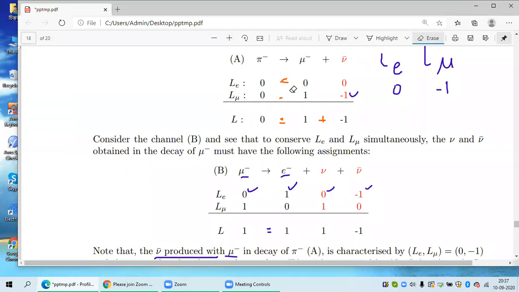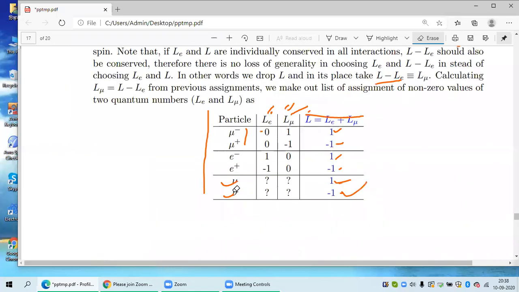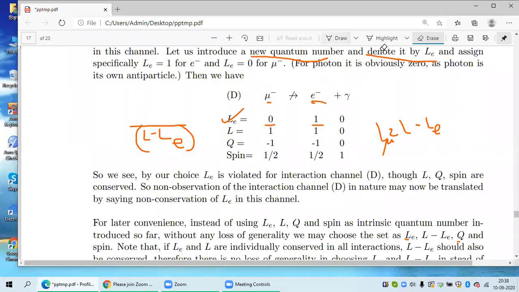Let's make things more clear. Is it clear? All these assignments are based on the fact that LE should be conserved for all these interactions that happen in nature, L mu should be conserved for all of them, and at least one should be violated for the interaction which does not happen in nature. We have seen already that LE is assigned in such a way that in this interaction, which does not happen in nature, LE is violated.